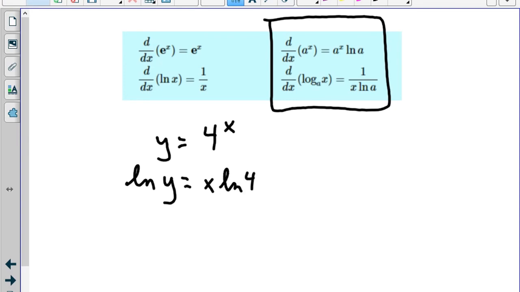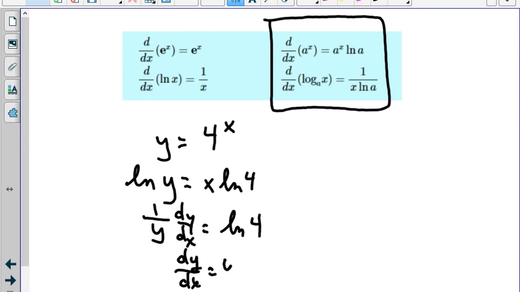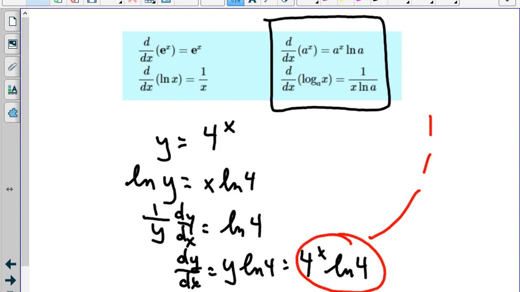Now we can take the derivative of this implicitly, so we have 1 over y dy dx equals the derivative of x is 1, and natural log of 4 is a constant, so we can just leave that as natural log of 4. Then we multiply the y over to the other side, so dy dx equals y times the natural log of 4. And what was y originally? It's 4 to the x. So 4 to the x, natural log of 4. Notice that this process gives you what you should expect to get. So if you can memorize this, great. If you forget, you can derive it pretty easily using implicit differentiation.